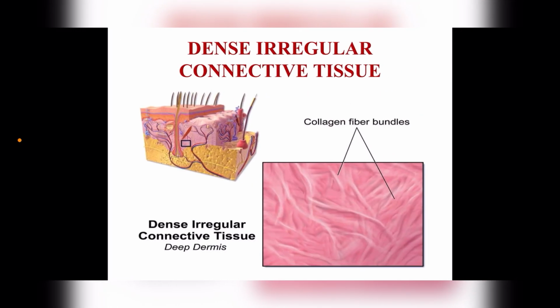Here we can see its diagram. Dense irregular connective tissue in the deep dermis region of the skin. Collagen fiber bundles are arranged here in an irregular way.